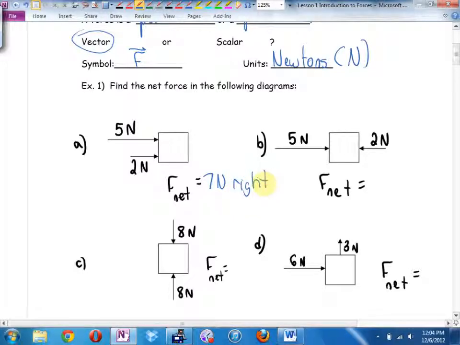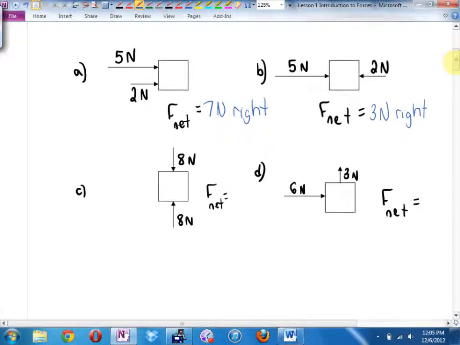Compare that with situation B, where you still have a 5 Newton force and a 2 Newton force, but I'm going to suggest the net force is not 7. What do you think it is? 3. Direction? What do you think the net force is in part C? 0 newtons.